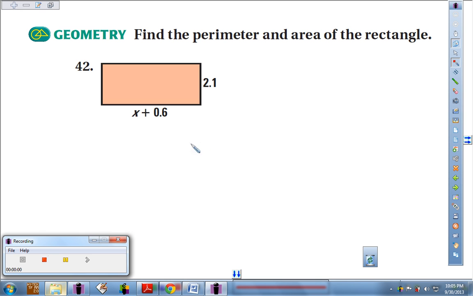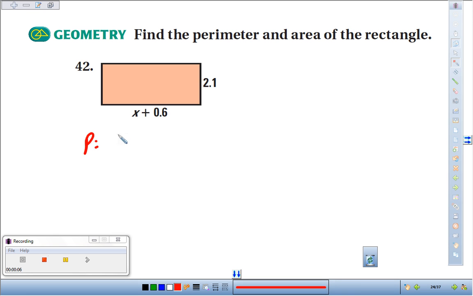Number 42, we're supposed to find the perimeter and area of this rectangle. So let's find the perimeter first. Perimeter is just your walk-around distance if you were to walk around and add up all the sides. Unique thing about a rectangle, if this width is 2.1, this would also be 2.1. And if this length is x plus 0.6, this would also be x plus 0.6.